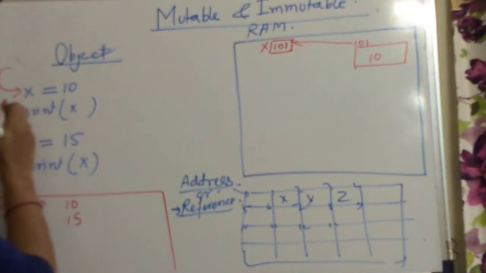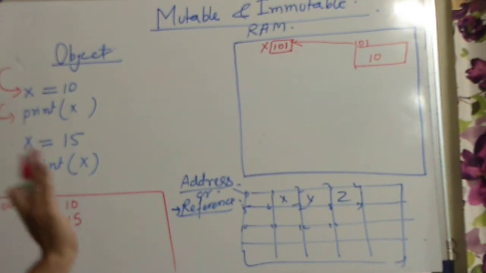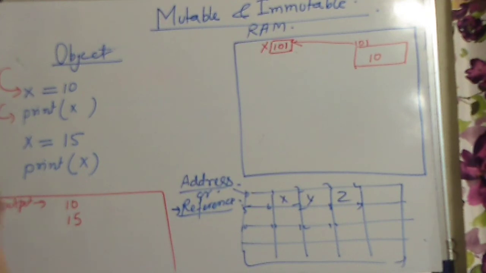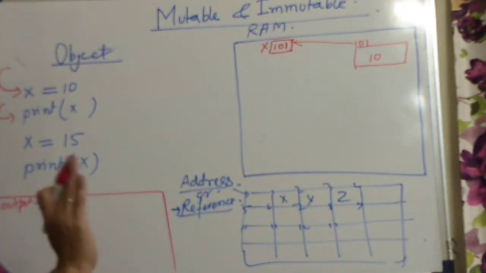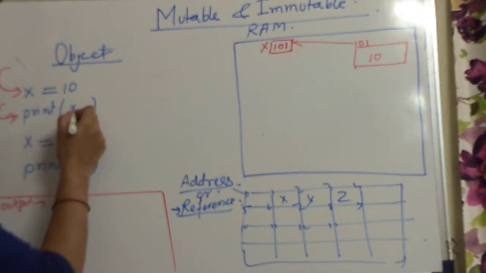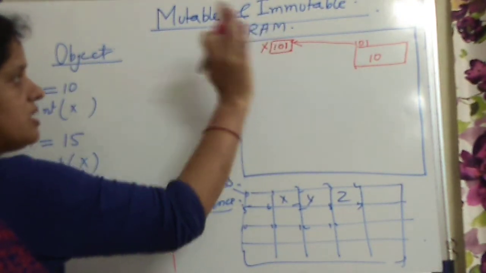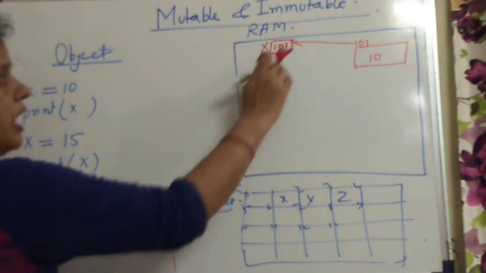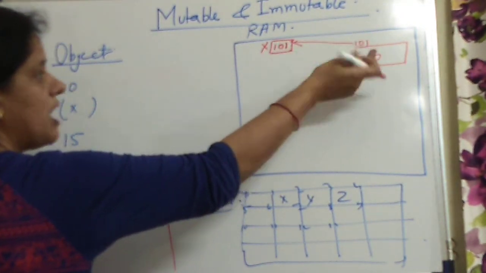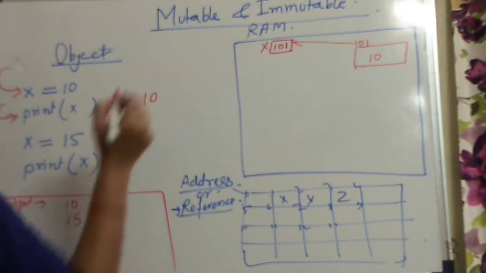Now come to another part. In Python, each data structure, each variable, everything is treated as an object, and this is the internal representation of the object. Now come to the next statement, that is print x. What will happen here? x is holding the address, the reference, and from where that reference points, the value will be extracted and printed. So what you will see is that 10 is printed.